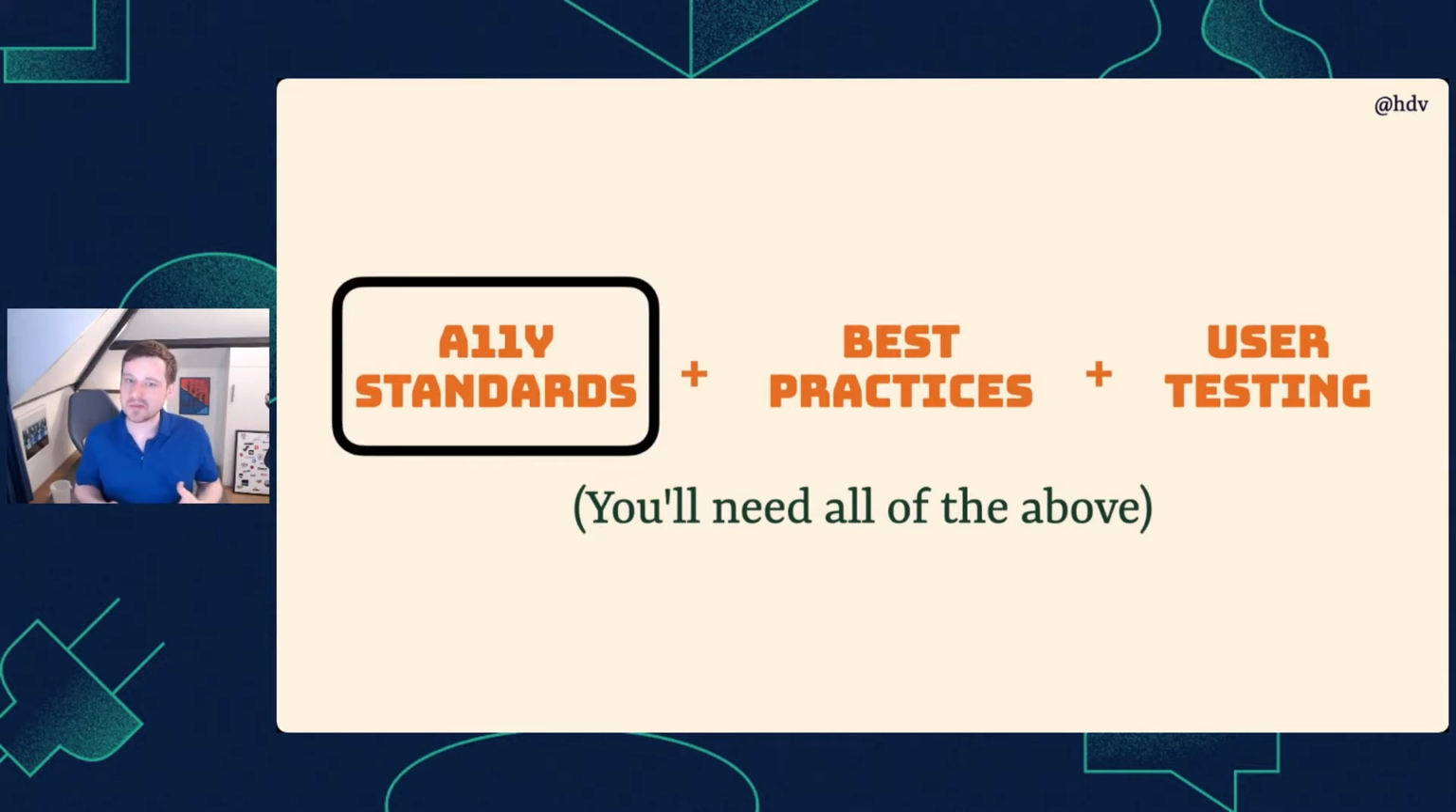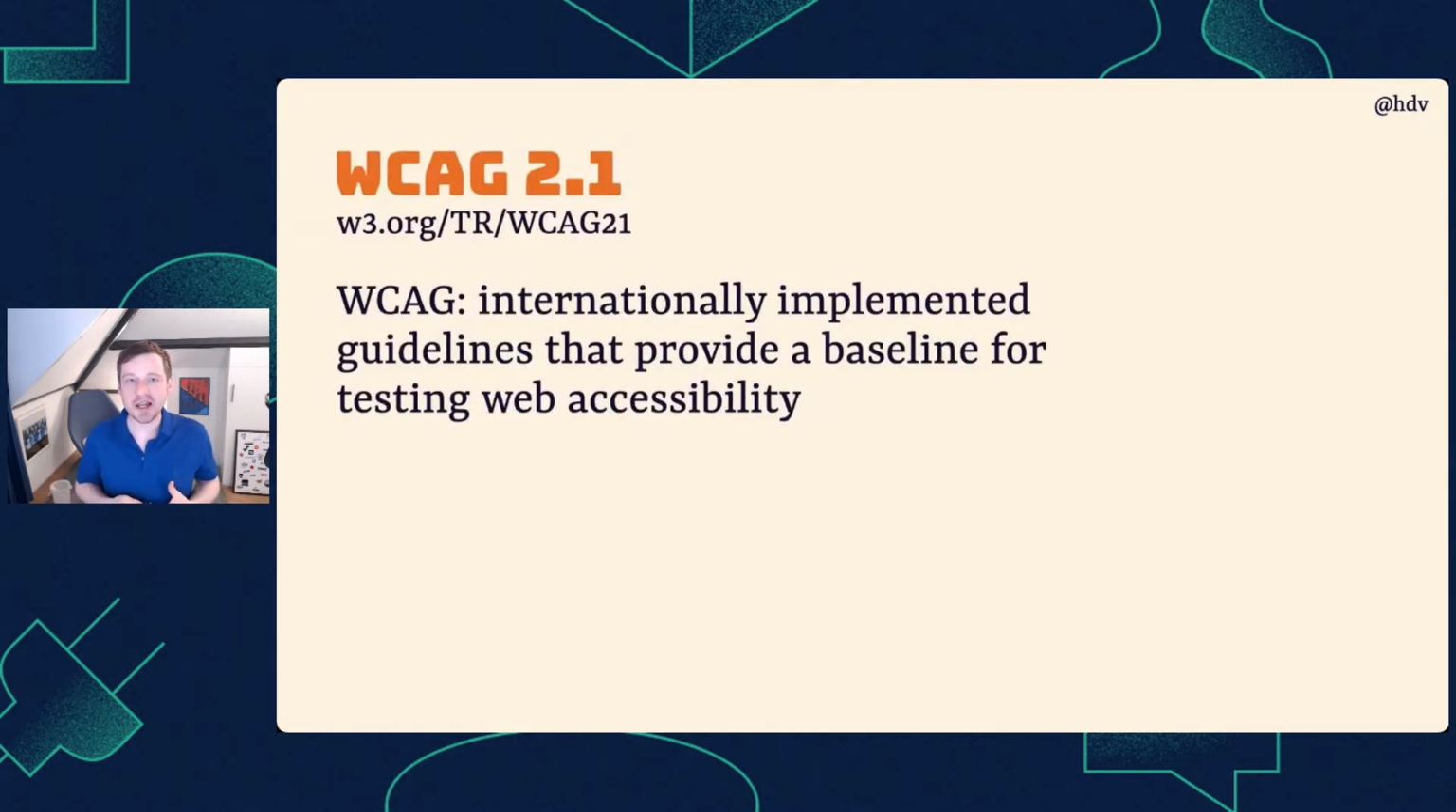I'll focus on accessibility standards first, and specifically the WCAG standard. Now, this standard is internationally implemented, which means that governments worldwide have adopted it. So when the US government or the European Commission or most governments around the world ask you to make a website accessible, what they usually do is ask you to meet the WCAG standard. So that's great. That's one standard that we can use across the globe.